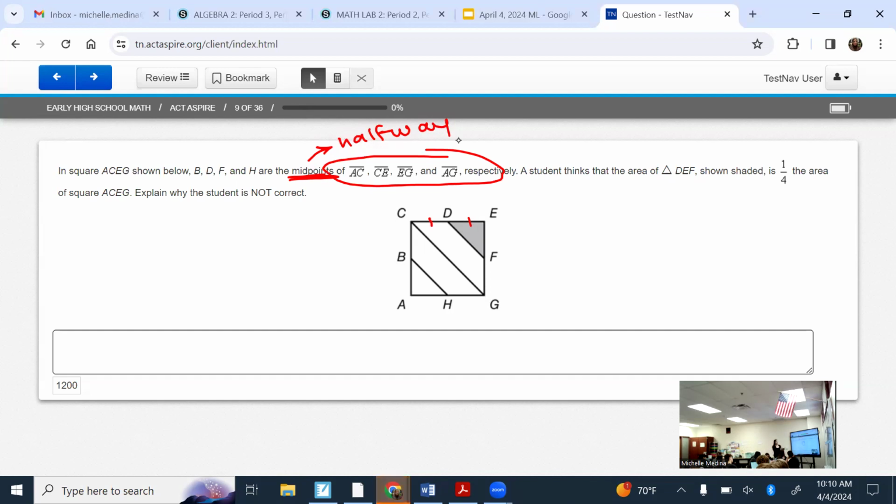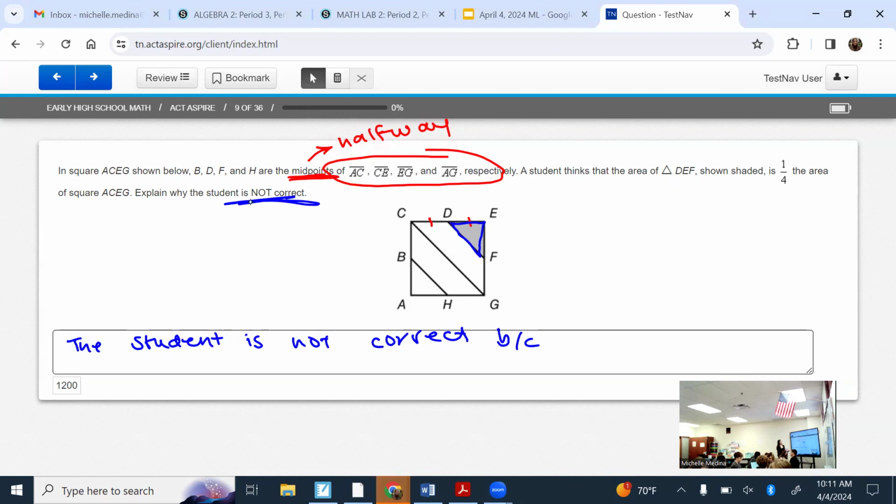It says that a student thinks that the area of triangle DEF, shown shaded, is a fourth of the area of the square. Explain why the student is not correct. So a definite wrong answer would be, actually the student is correct. Please don't disagree with the test. It didn't open it up to it also being correct. It said explain why the student is not correct. Use part of what it's asking you in your explanation. So you could say, the student is not correct because, so that you're making sure you address all parts of the problem. And don't put the abbreviation for because, put the real word.